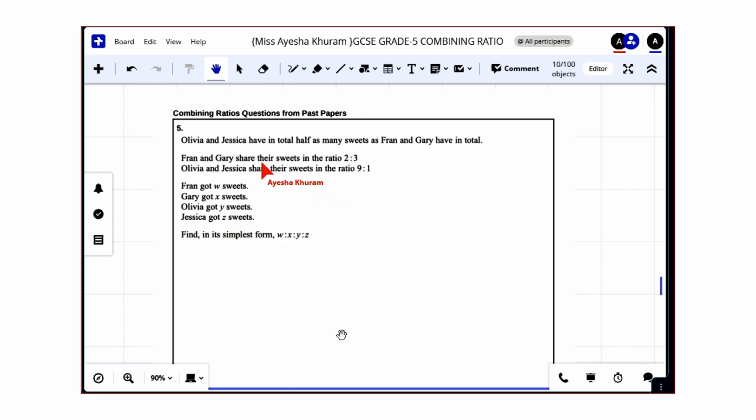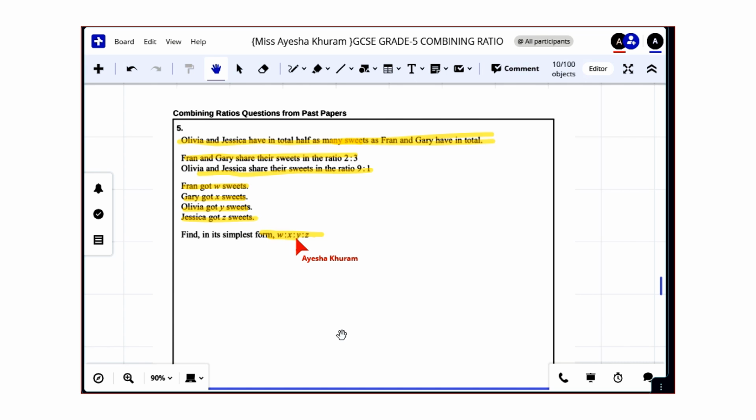Olivia and Jessica have in total half as many sweets as Fran and Gray have in total. Fran and Gray share the sweets in 2:3, and Olivia and Jessica share the sweets in 9:1. I have to find that Fran gets W sweets, Gray gets X, Olivia gets Y, and Jessica gets Z sweets. So I have to make a ratio for that.